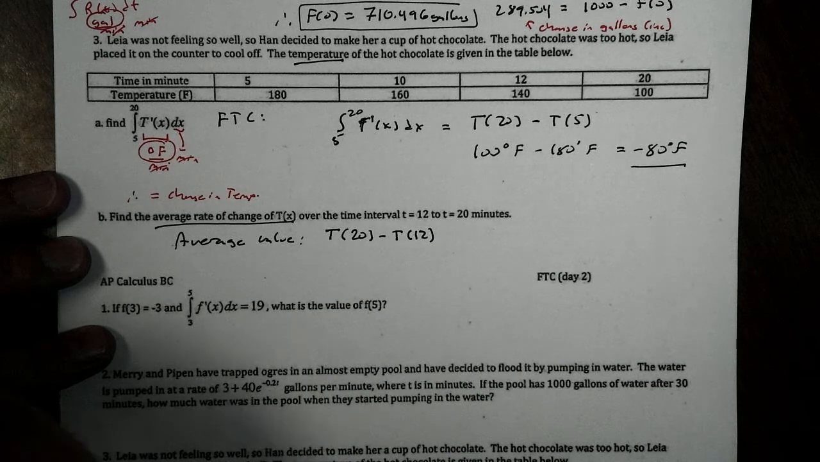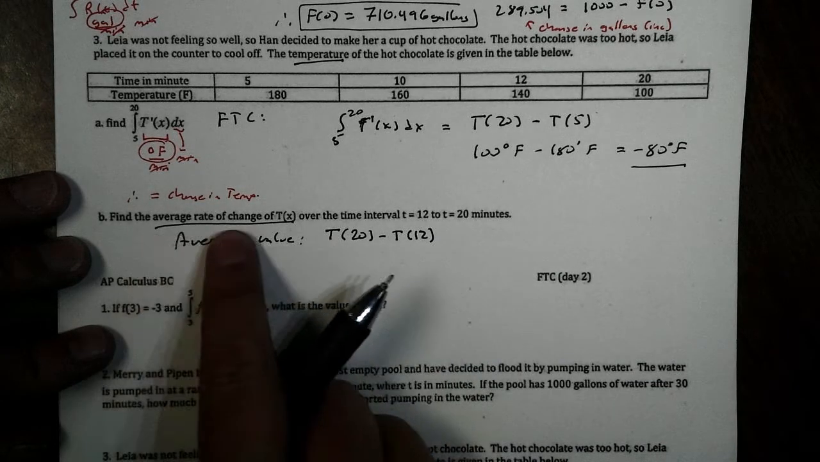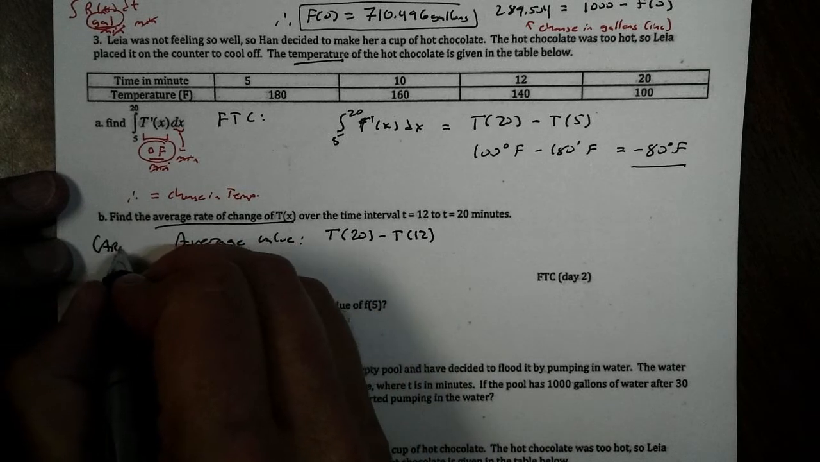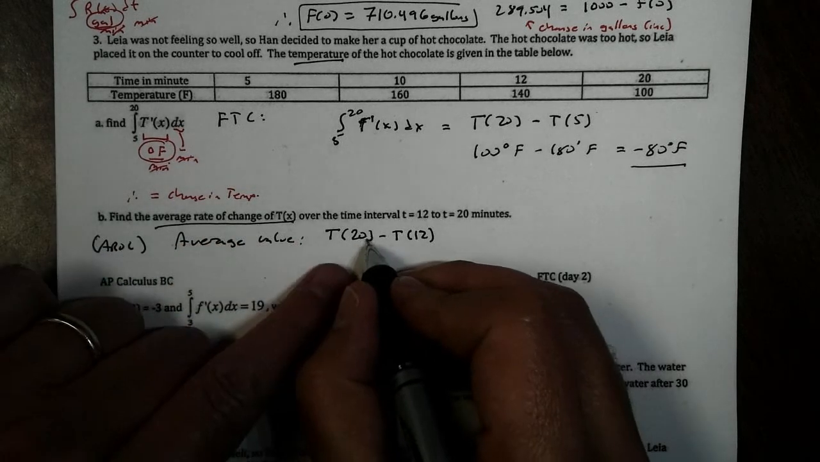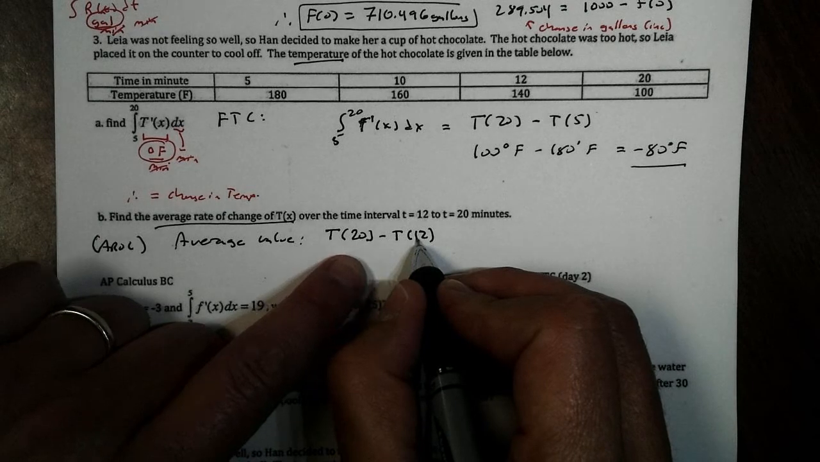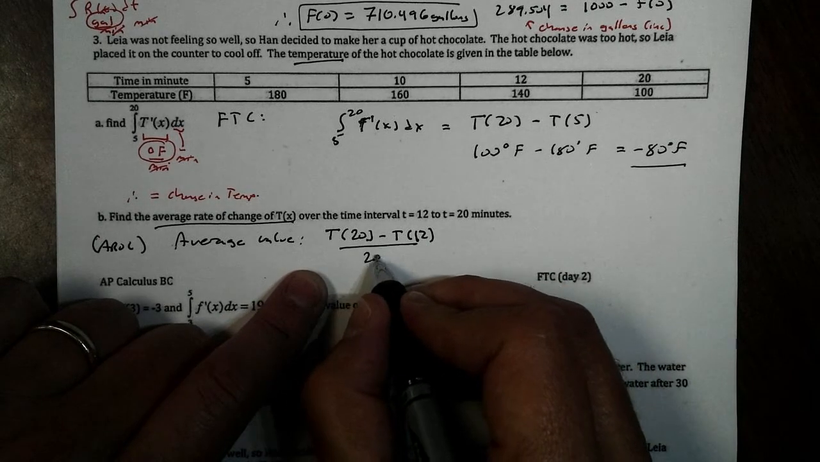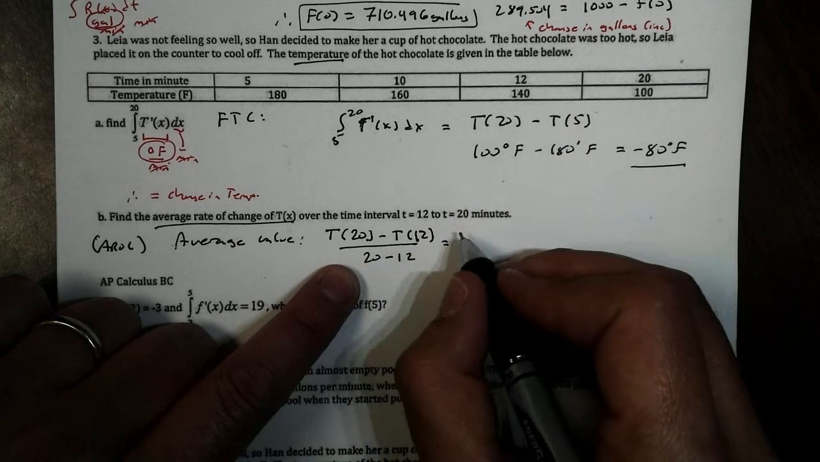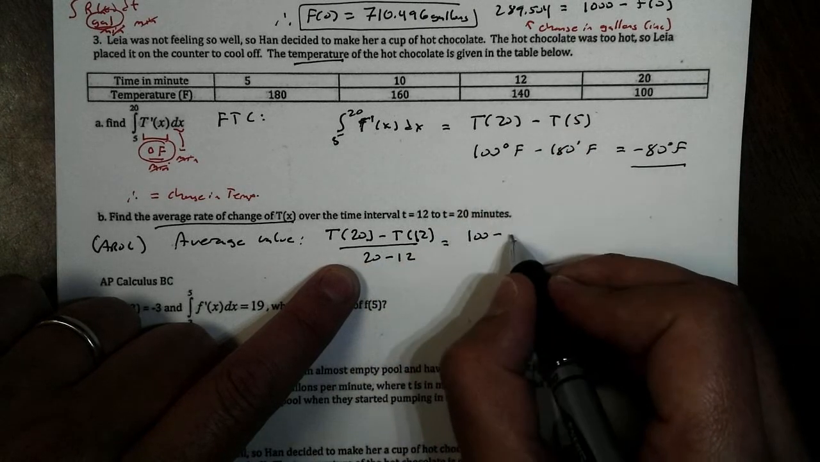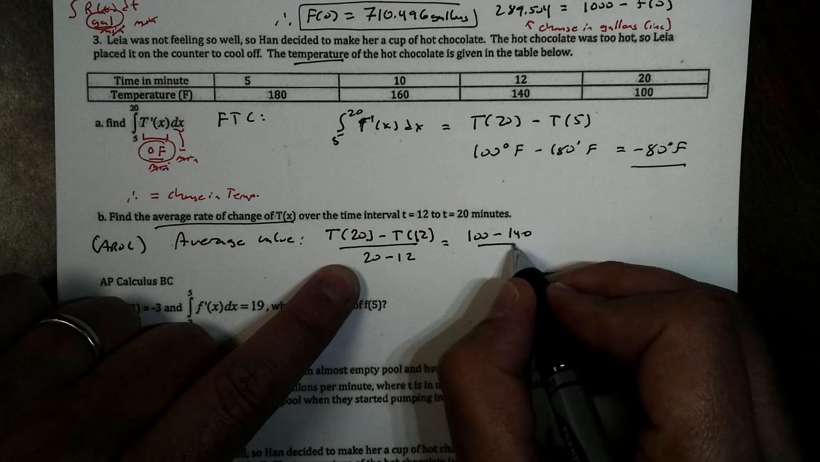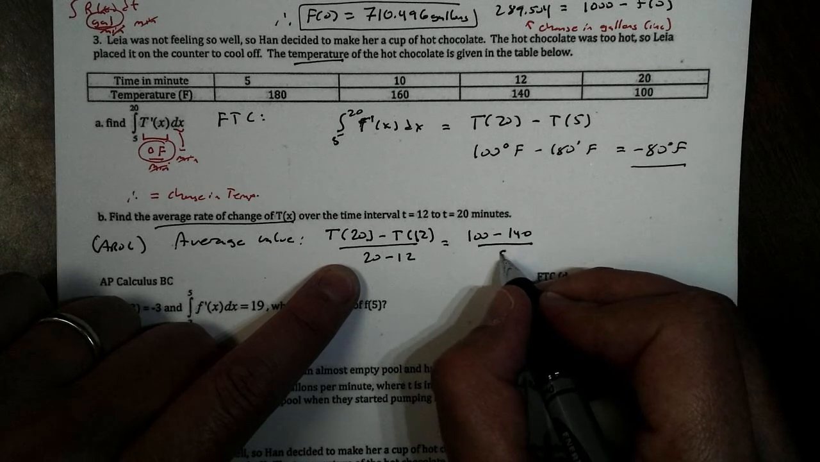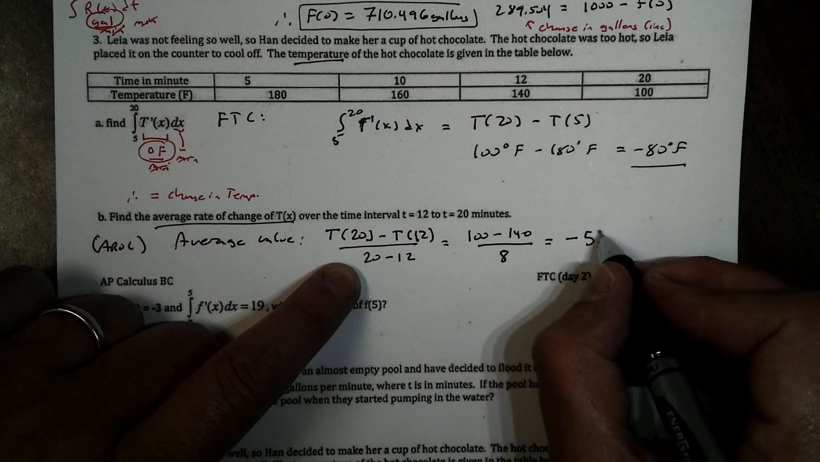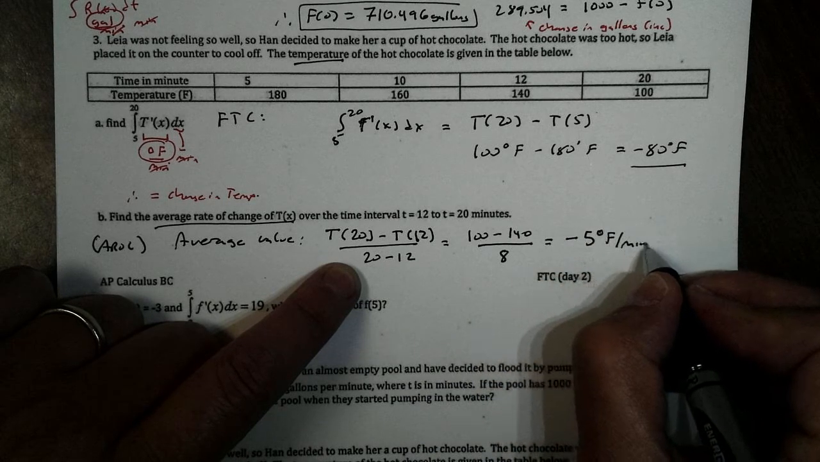If I want to find the average value, I've got to find the average rate of change, right? Remember, this is my A-ROC. I have to find the temperature at 20 minus the temperature at 12, over 20 minus 12. And this should look familiar to us. At 20, we have 100. At 12, it's 140. And of course, we divide that by 8. If you simplify that, that gives us negative 5 degrees Fahrenheit per minute.